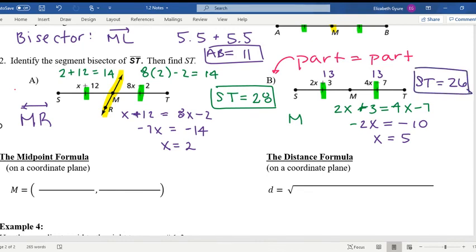Okay. We see these a lot, so make sure you go back through it if it's confusing. Again, our two main types of problems are part plus part equals whole, and then part equals part. So you set up your equations and solve for the most part. And then in the next video, we're going to look at midpoint and distance formulas.